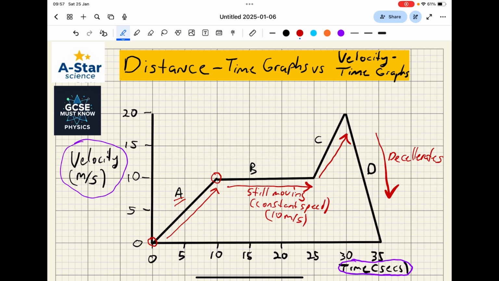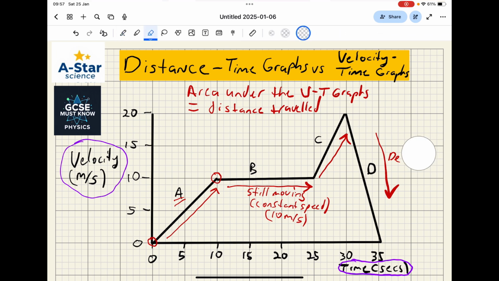Two very important pieces of information. The area under the velocity time graphs tells us the distance traveled. It equals the distance traveled by an object. Let's clear the board so we can see this more clearly.